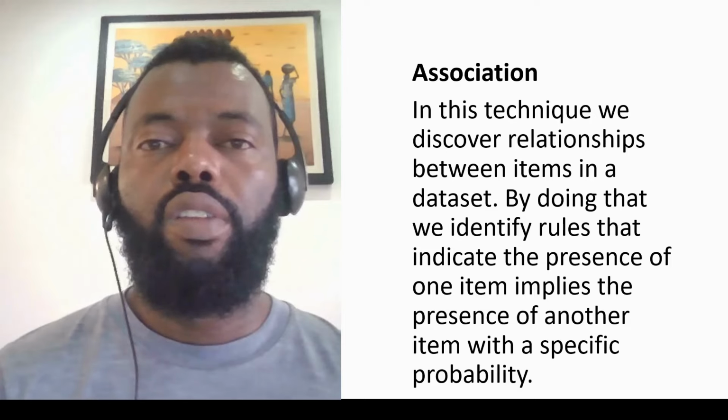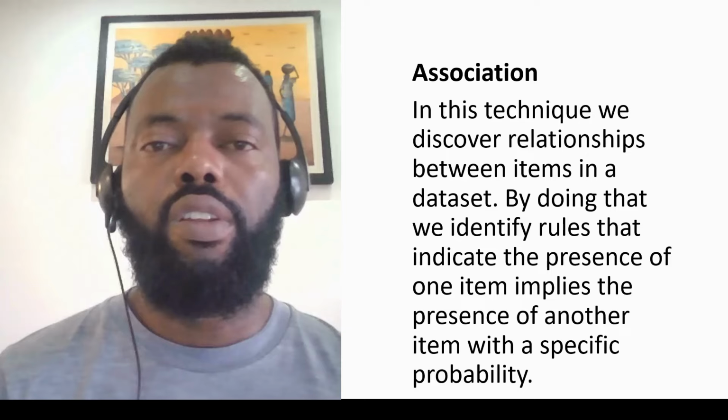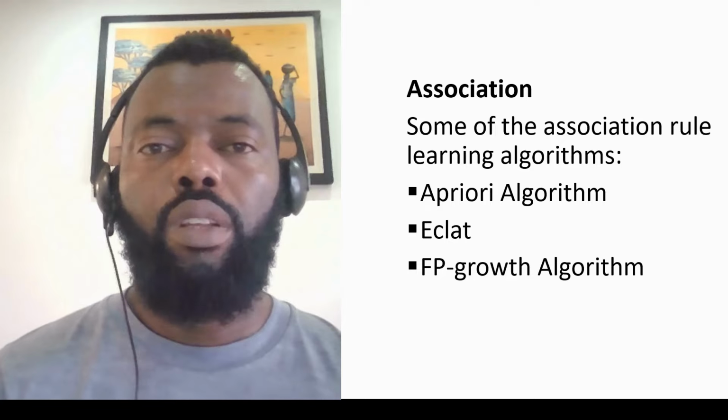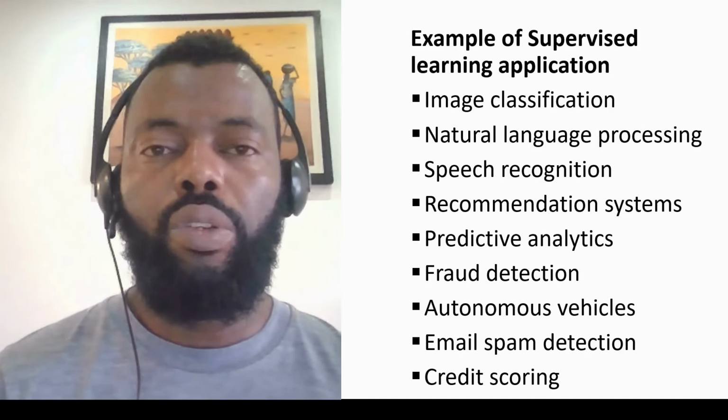Association. In this technique, we discover relationships between items in a dataset. By doing that, we identify rules that indicate the presence of one item implies the presence of another item with a specific probability. Some of the association rule learning algorithms: Apriori algorithm, Eclat algorithm, FP-growth algorithm.